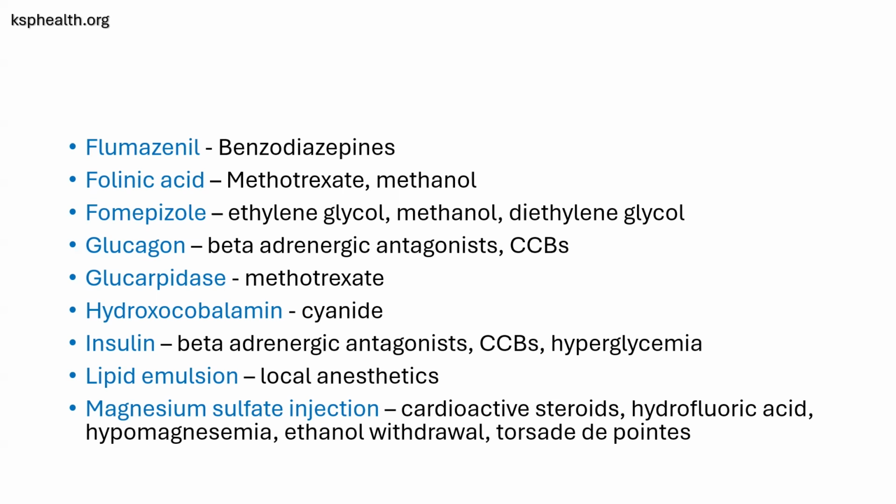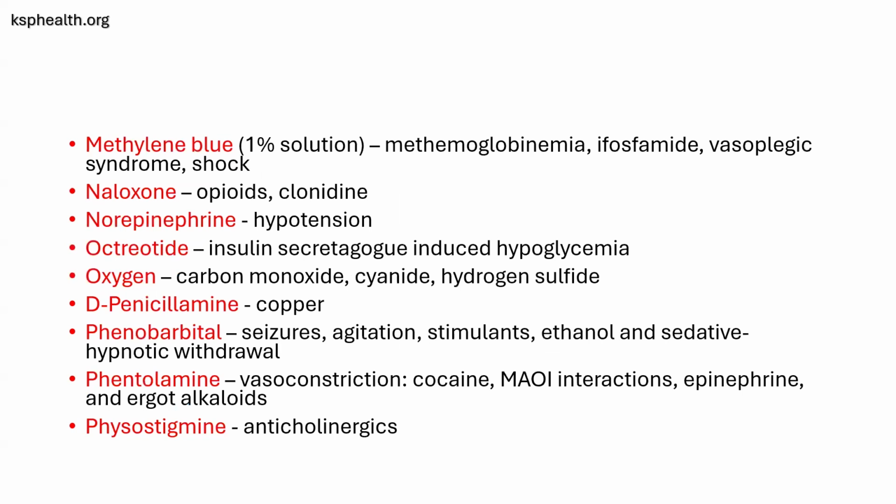Magnesium sulfate for cardiac active steroids, hydrofluoric acid, hypomagnesemia, ethanol withdrawal, and torsades de pointes. Methylene blue is used as an antidote for methemoglobinemia, ifosfamide toxicity, vasoplegic syndrome, and shock. And naloxone, of course, is used in opioid and clonidine overdose.